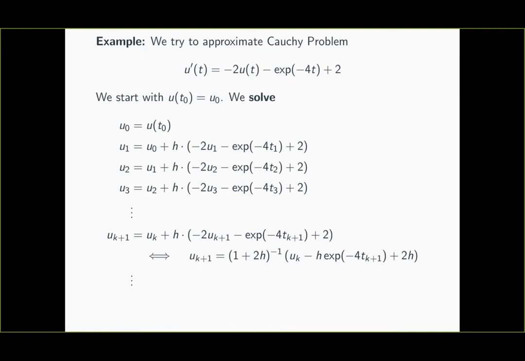The special structure of the differential equation again allows us to simplify that formula a bit. And so some algebraic manipulations tell us that uk plus 1 equals 1 plus 2h, inverse, times uk minus h times exponential of minus 4 tk plus 1 plus 2 times h. So using the special structure of the differential equation, I in fact get an explicit calculation for uk plus 1. I simply plug in uk on the right-hand side, and some calculations produce uk plus 1.